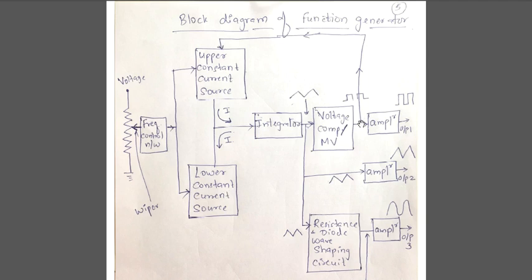So which means that because the comparator has given a low logic, now the upper constant current source will understand that the output of the Schmitt trigger has become low, so I should disconnect myself from the integrator. So the upper constant current source will disconnect itself from the integrator.